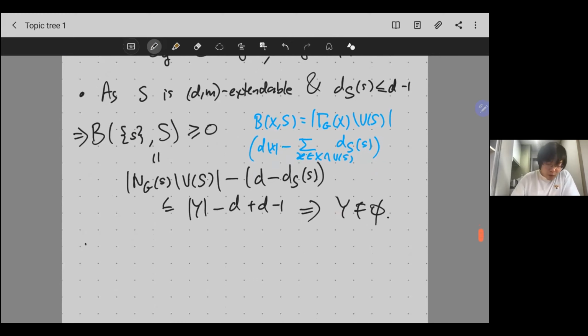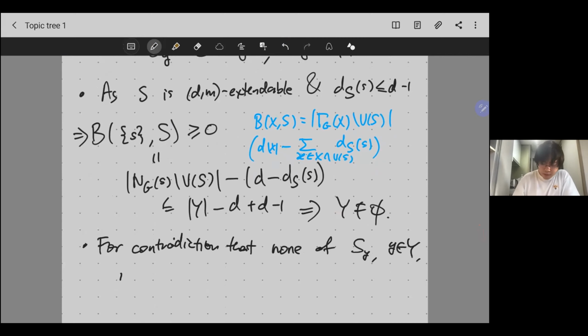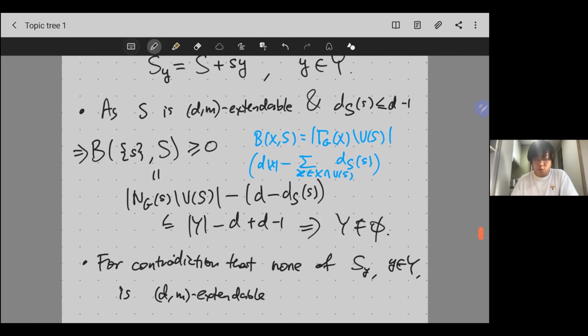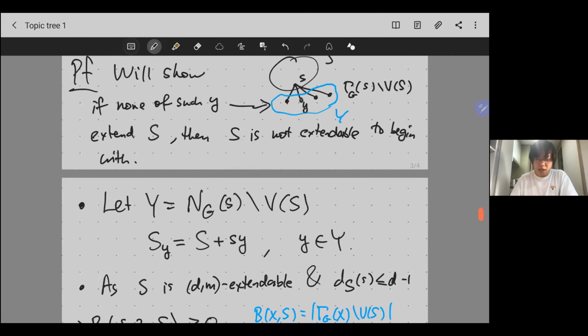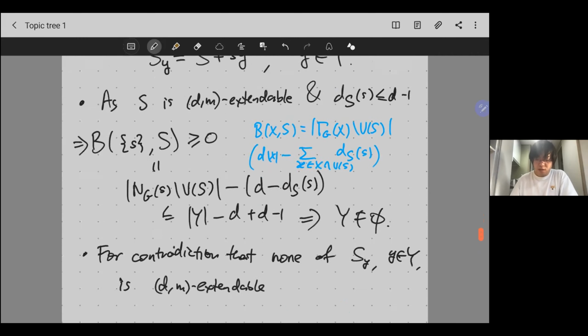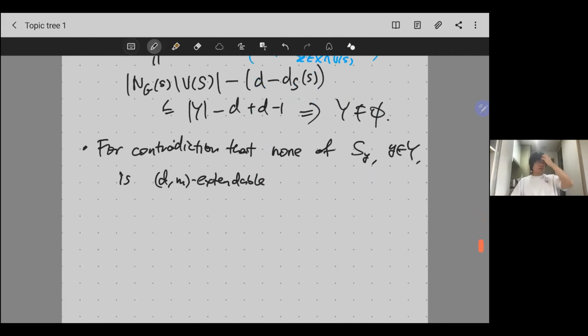Now, suppose for contradiction that none of S_y is extendable. If one of them is extendable, we are done, since this is what we want to prove. So suppose adding any one of these sticking-out vertices to S does not maintain this extendability.